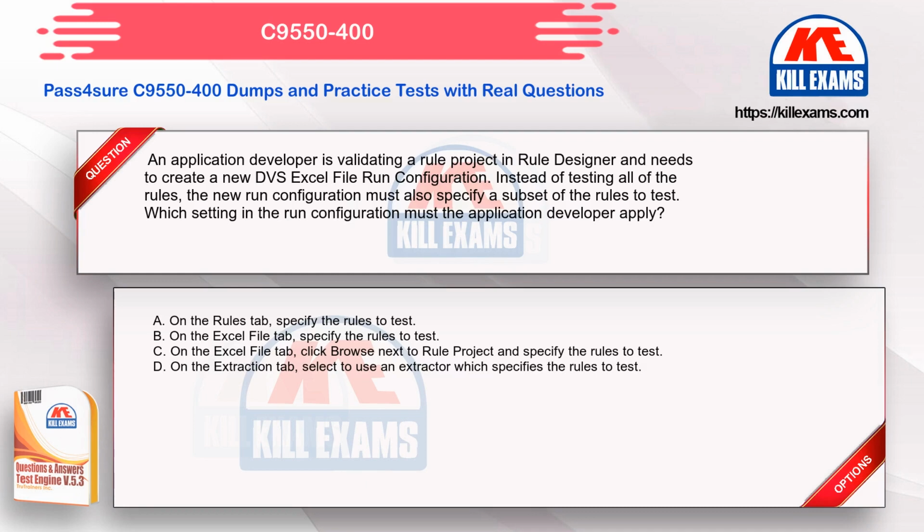Option A. On the Rules tab, specify the rules to test. Option B. On the Excel file tab, specify the rules to test. Option C. On the Excel file tab, click Browse next to Rule Project and specify the rules to test. Option D. On the Extraction tab, select to use an extractor which specifies the rules to test.